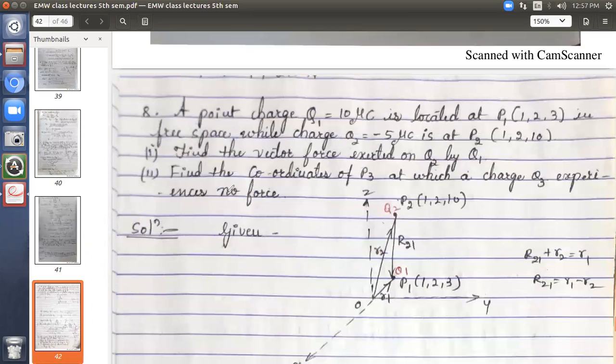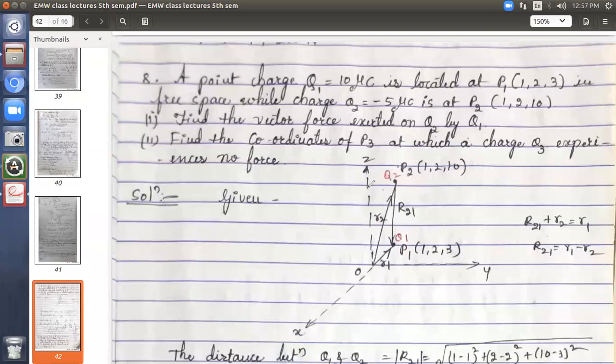Let's go for one more problem. A point charge Q1 is located at point P1 in free space. Again, imagine your classroom. In that, there is one charge Q1 placed somewhere at point P1. And there's one more charge Q2, which is minus 5 microcoulomb. It is at point P2. Two charges are kept.